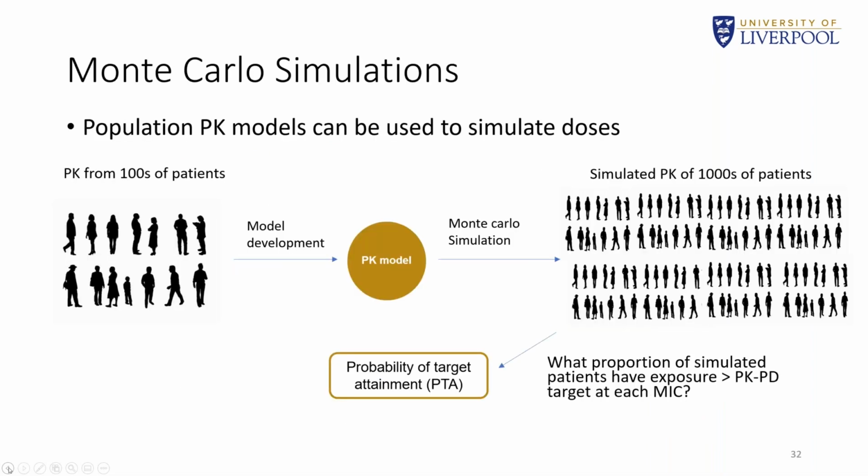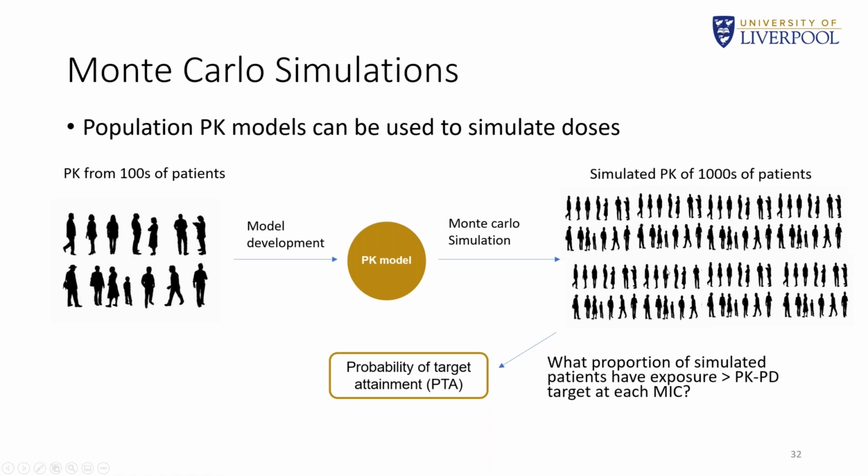So once we've developed that population PK model, we use it to simulate more patients. So we develop the model from hundreds of patients potentially, and then simulate what that data will look like, taking into account that variability we're seeing, into thousands of patients. And we do this using Monte Carlo simulation. Also, now you've got a population PK model, you can use it to simulate different doses.